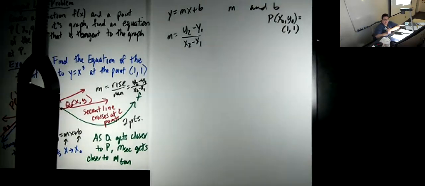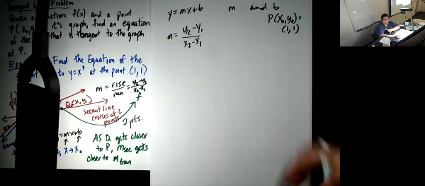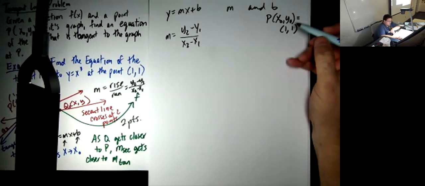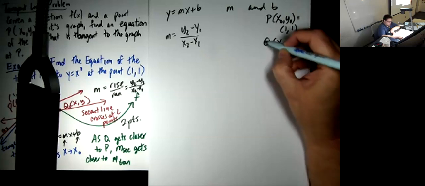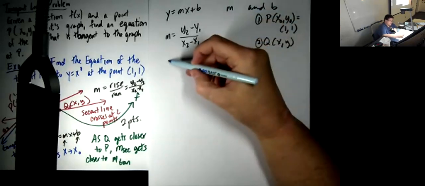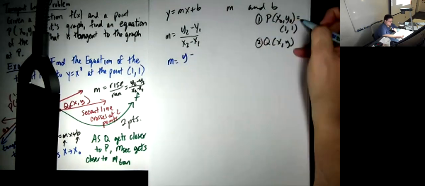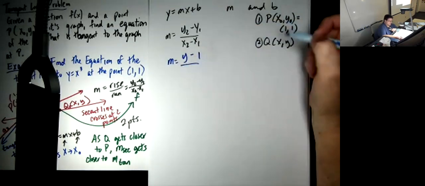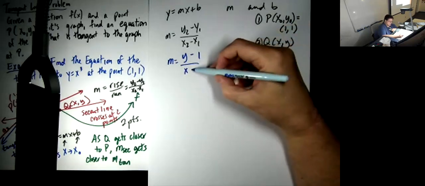And then we'll use Q is x, y. I'll make this point 2 and that point 1. So this turns into m equals y2, which is y, minus y1, which is 1, over x2, which is x, minus x1, which is x naught, which is 1.